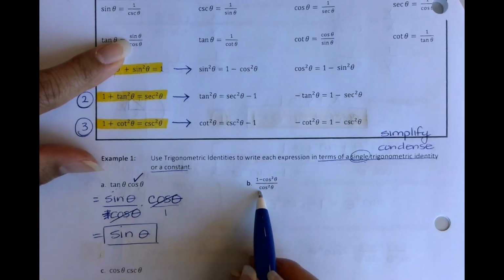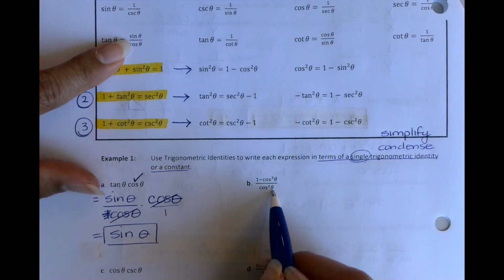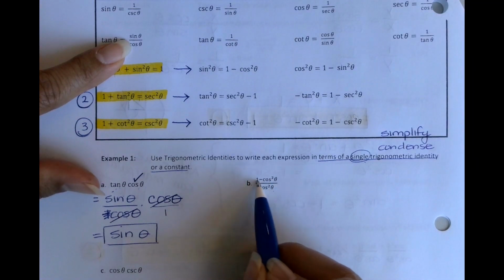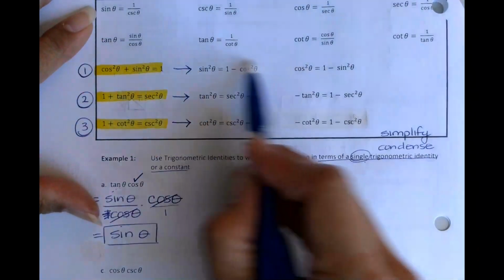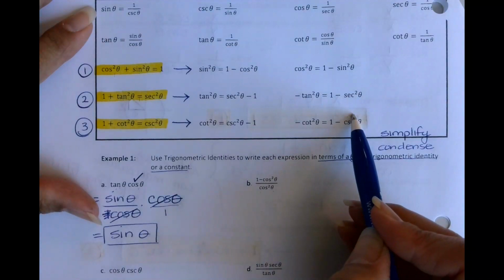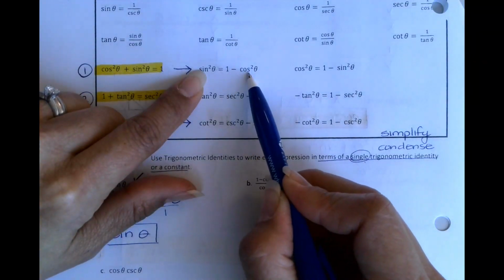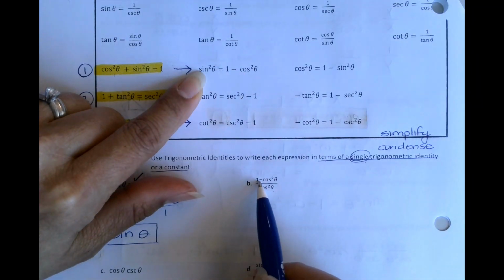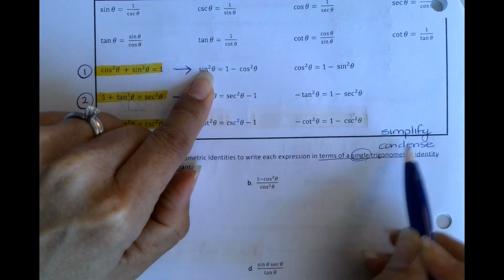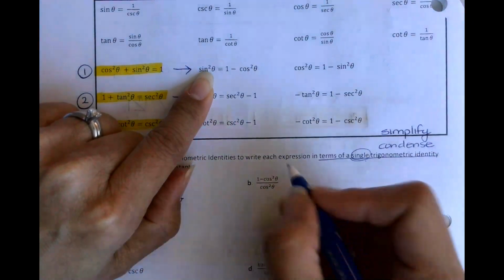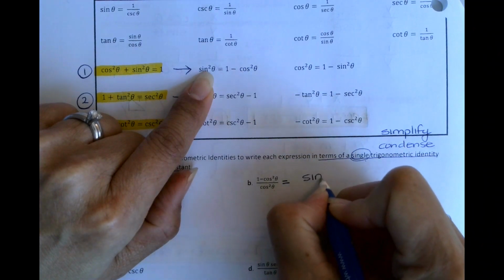Let's try part B. 1 minus cosine squared theta over cosine squared theta. Anytime you have 1 minus or 1 plus, it's going to come from this section. All the 1 minus and 1 pluses come from this section. So 1 minus cosine squared theta is right here. That is equal to sine squared theta. So notice I have 2 terms, and I'm bringing it from 2 terms to 1 term. I'm condensing it. I'm simplifying it, okay? So 1 minus cosine squared theta is rewritten as sine squared theta.